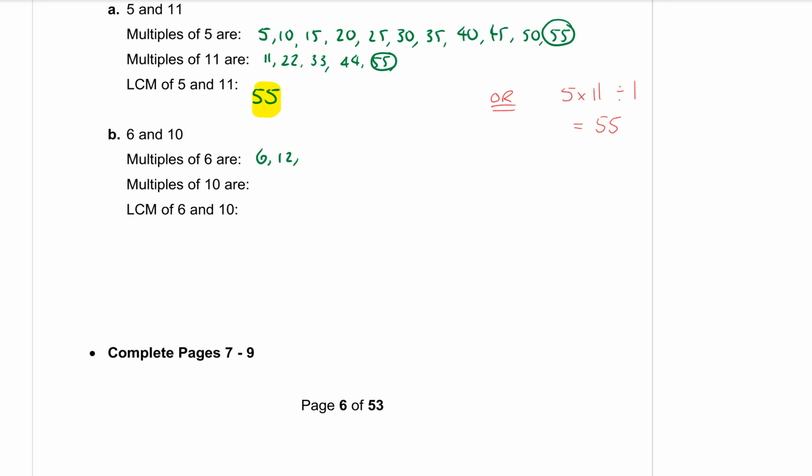6 times 3 is 18. 6 times 4 is 24. 6 times 5 is 30. 6 6s are 36. Let's stop there and see if that's enough. Let's go our 10 times tables. 10, 20, 30, 40. Well, we've actually already gone past it, haven't we? See, I've gone past the 30. That's happened in both lists, so I can stop.